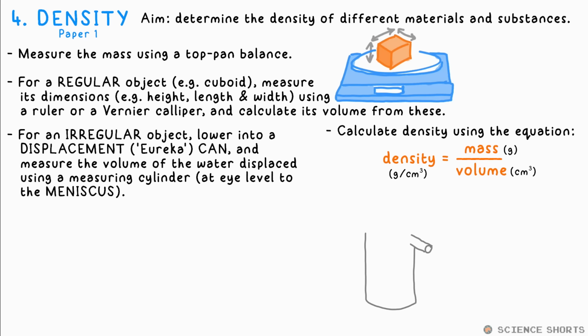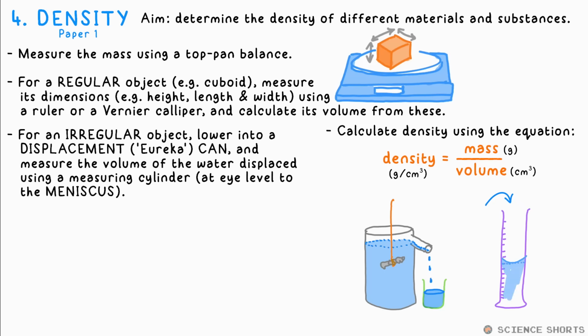For any irregular object, like a stone or a lumpy thing for which we can't calculate the volume, we use a displacement or eureka can. Fill it up with water to the spout, lower the object down with string until submerged, and collect the water displaced with a beaker. Put this into a measuring cylinder to get an accurate value for the volume of the object to calculate the density from, again using the equation.